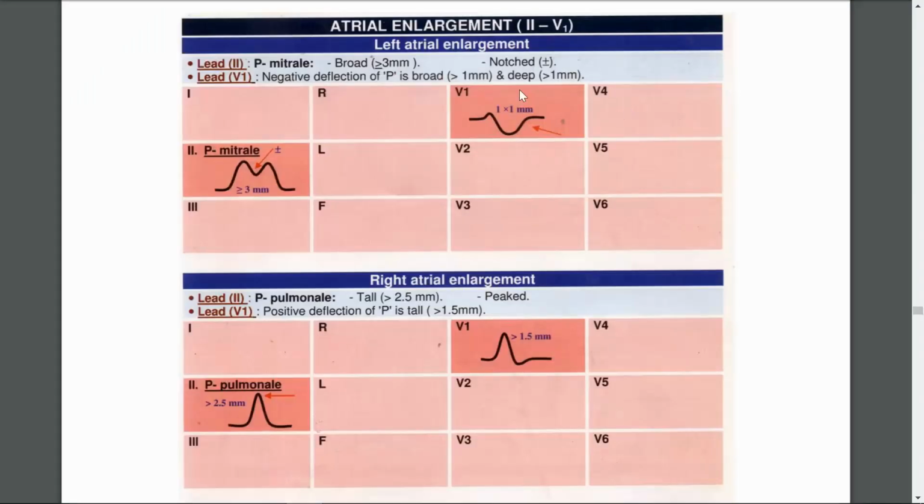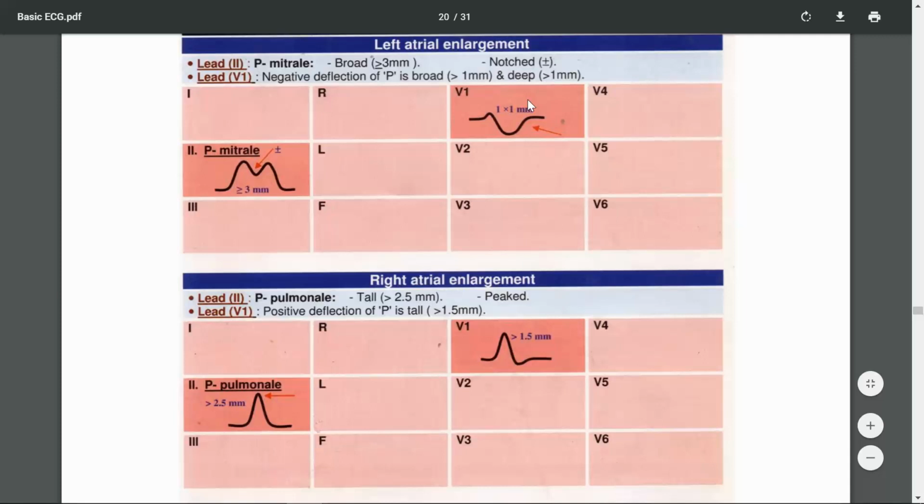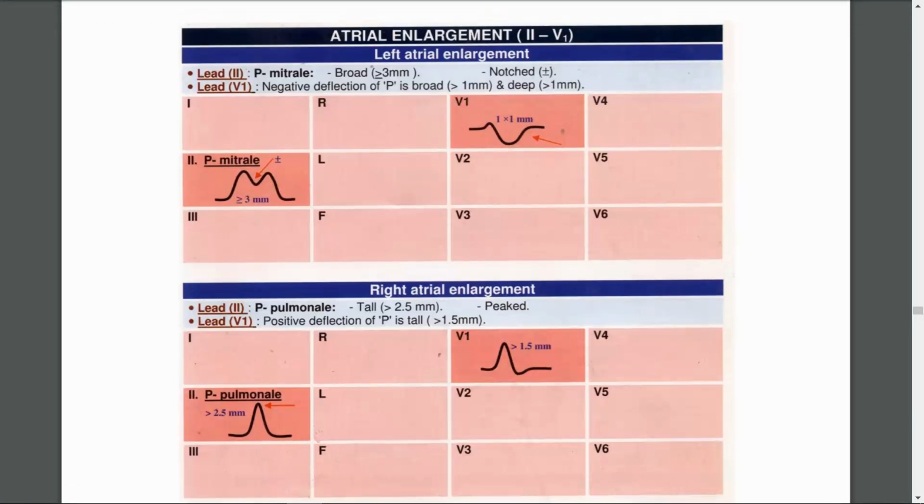Atrial enlargement first. Regarding the arrhythmia and the AV block, in the AV block we were looking mainly at lead 2 only, the long strip lead 2. Regarding arrhythmia, we are looking first at lead 2 and aVR to see if it's sinus or not, and then at the long strip.